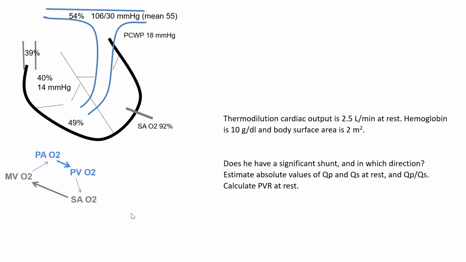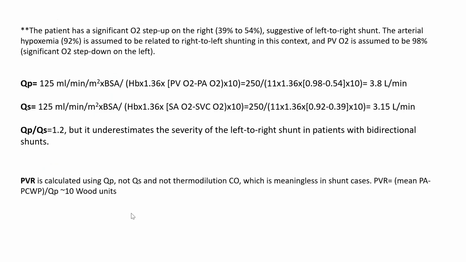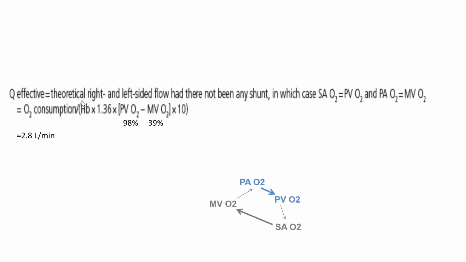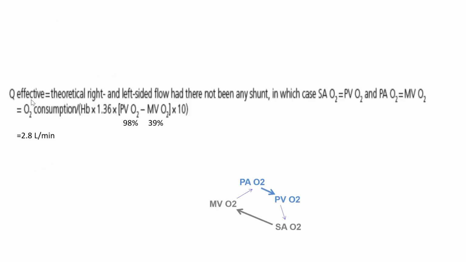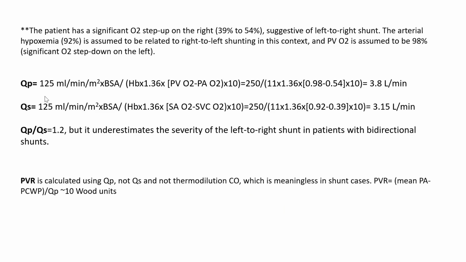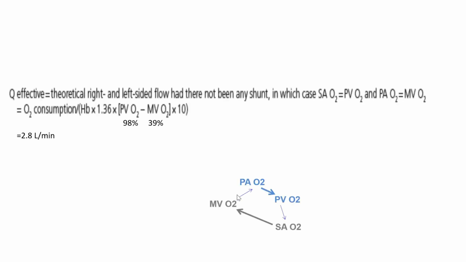Now, if you want to be more perfect, you can do something called Q effective. I don't ask you to know that, but it is in all textbooks. And I want you to have an idea about it. That's more advanced. So you measure the absolute QP, as we explained, absolute QS using the absolute Fick equation. Then you measure something called the Q effective. Q effective means what's the cardiac output, assuming there is absolutely no shunt. No right to left, no left to right shunt.